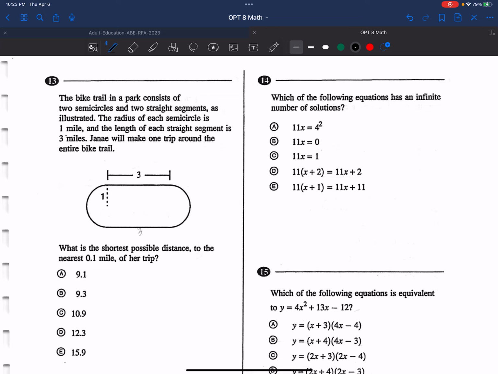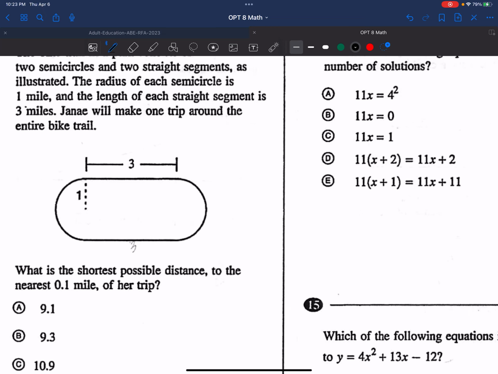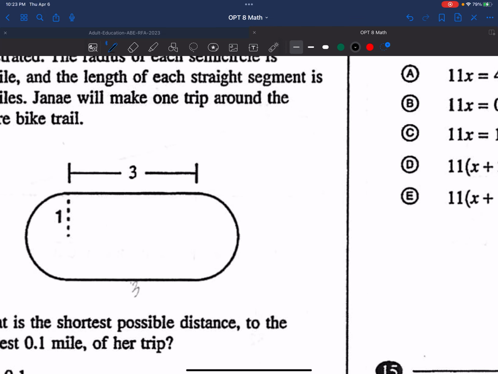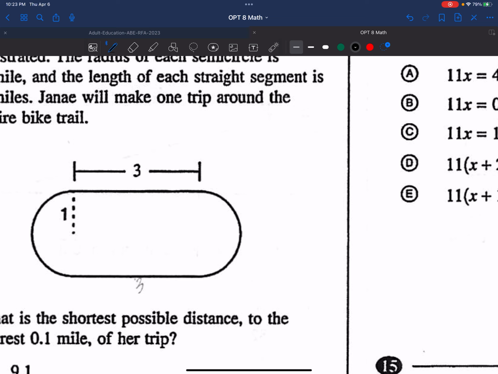So before I even look at the question, I'm going to take a look here. Somebody wrote on my copy of the test. Let's see if I cannot erase that, but it's okay. We're going to need it anyway.